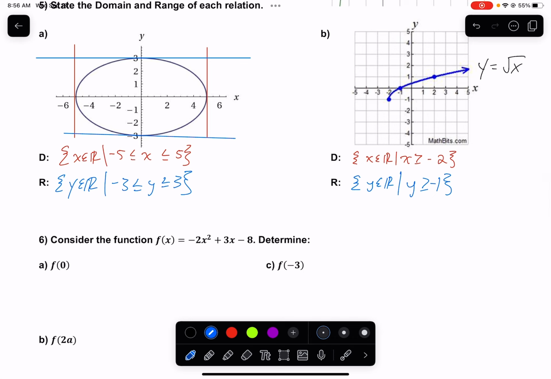Is everybody okay? Domain and range okay? That's important. That's not going away. In grade 12, you're going to start describing the end behaviors of graphs. Yeah? Owen?